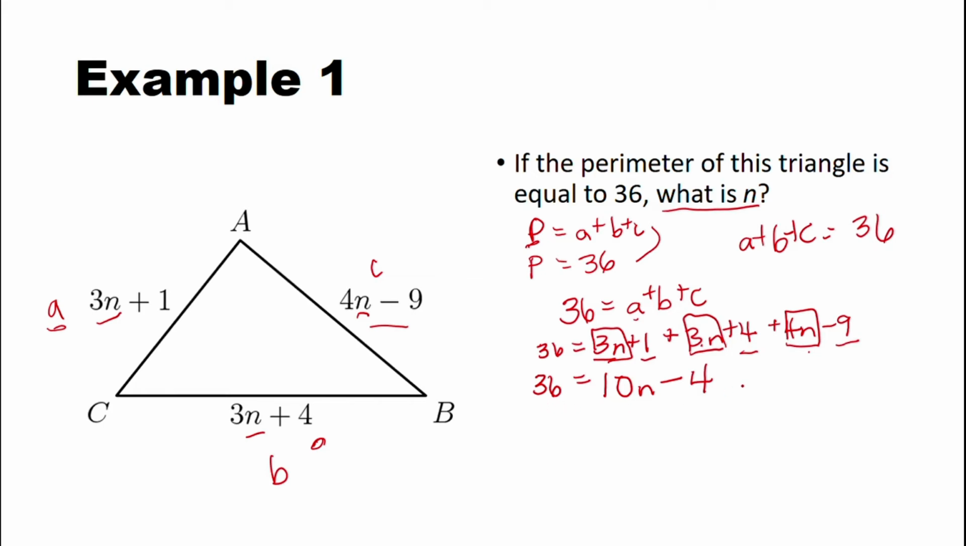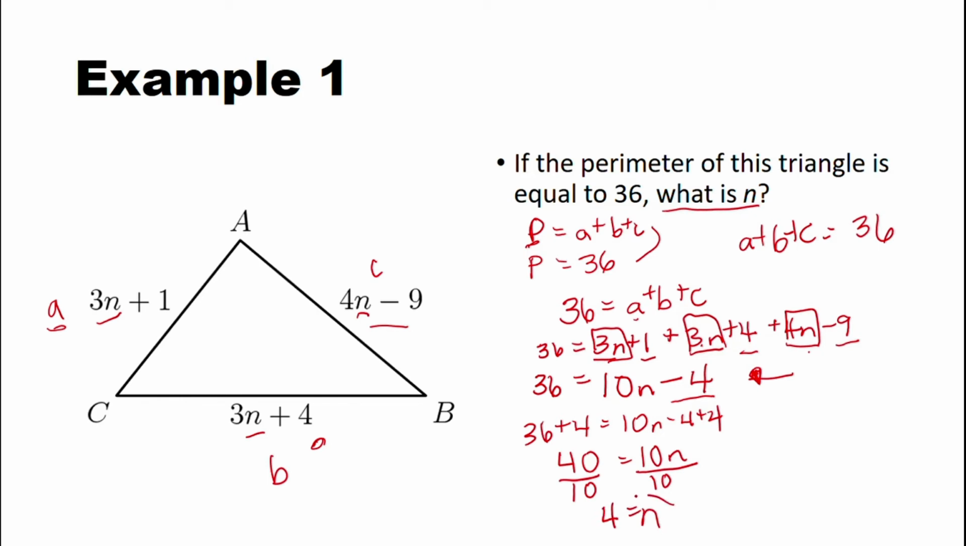Now this looks like a pretty standard algebraic equation. We're just going to solve now for n. So I need to get the n by itself. So I'm going to add 4 to both sides to get rid of the negative 4. So that equals 10n minus 4 plus 4. And now I have 40 is equal to 10n. And that works out so nicely, doesn't it? I'm just going to divide both sides by 10. And now I have 4 is equal to n. So n, that's the question. What is n? n is equal to 4. And I could plug them back in here to see how long each side is if I needed to, but it didn't ask me to do that, so I'm not going to.